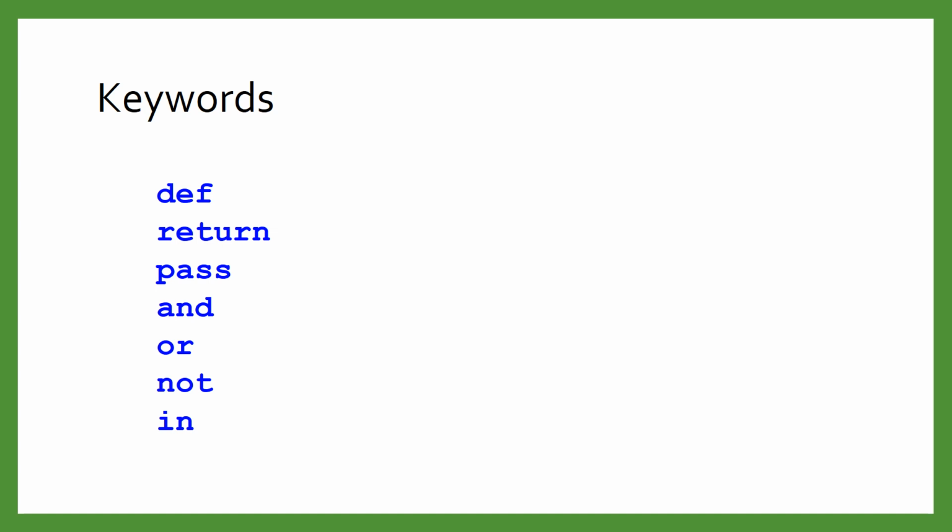We have now learned a few key words: def, return, and pass. In previous lessons, we learned a few other keywords: and, or, not, and in. Python has a small set of keywords, and you will eventually learn most of them. An important detail to remember is that we cannot name variables or functions using keywords, because Python will get confused by what we are trying to say.